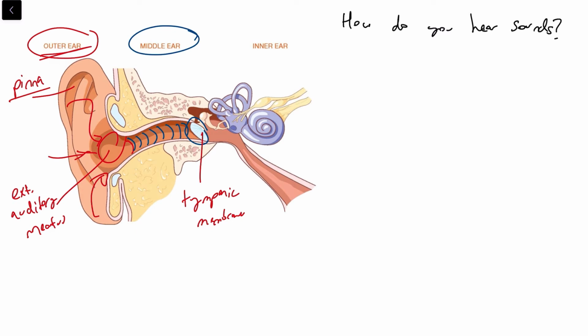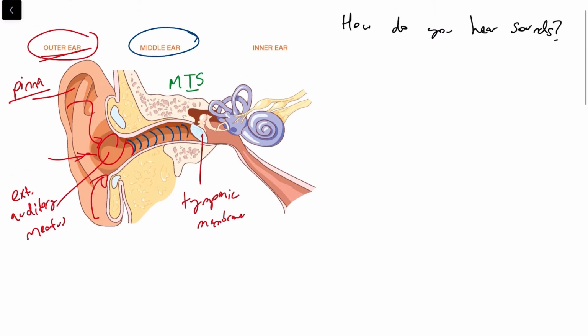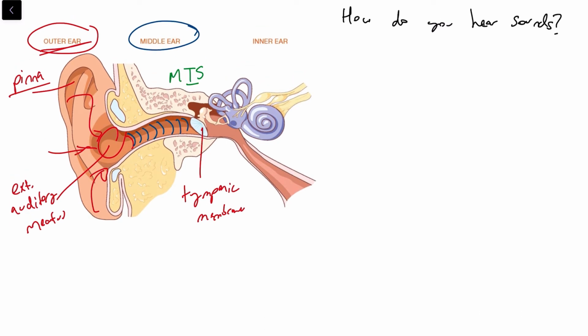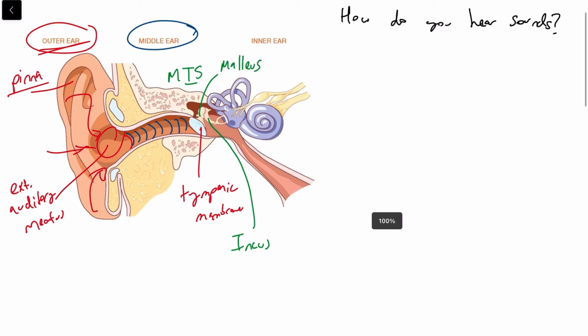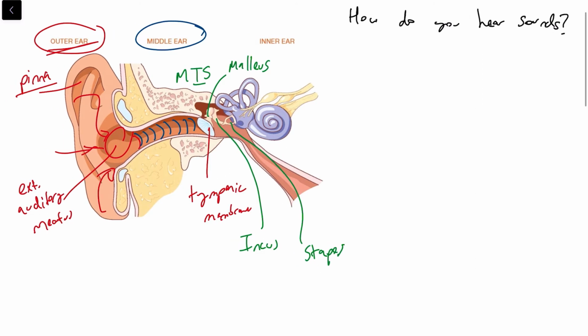The technical names of these bones are as follows, and the way I remember this is MIS. The first bone directly connected to that tympanic membrane is called the malleus, just like that. Then we've got another bone right here. This guy is called the incus. And then finally, we've got this little bone right here, which is called the stapes, not staples.